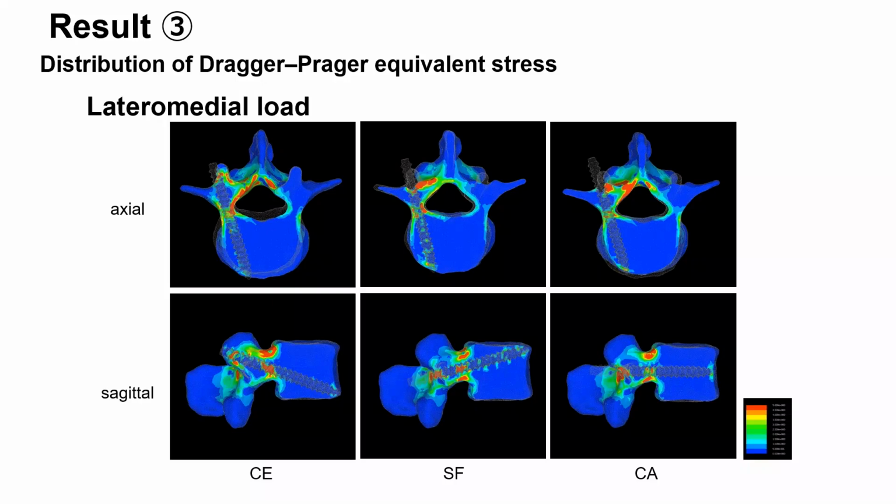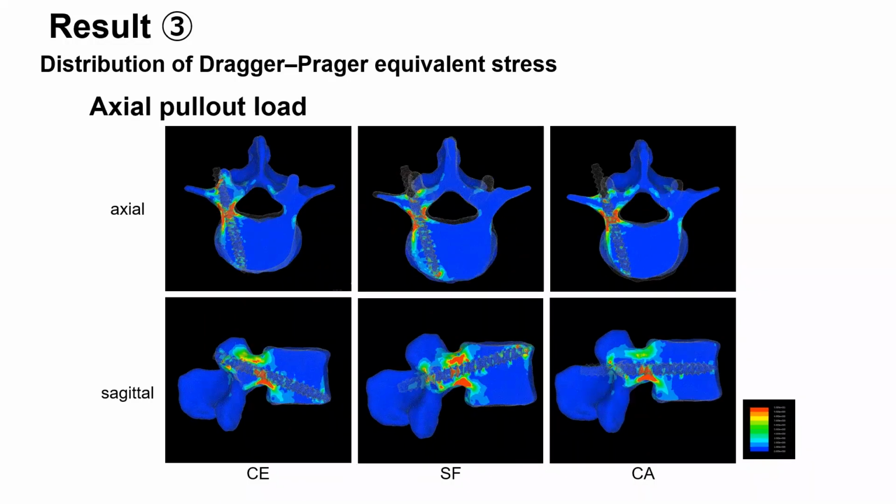The pedicle mostly contributed to the fixation strength of the pedicle screws in all trajectories against lateromedial load, but in the CE trajectory, the anterior cortical bone layer at the screw tip exhibited a relatively higher stress distribution against lateromedial load than those in the CA and SF trajectories. The same was observed against axial pull-out load: in the CE trajectory, the anterior cortical bone layer at the screw tip exhibited a relatively higher stress distribution than those in the CA and SF trajectories.